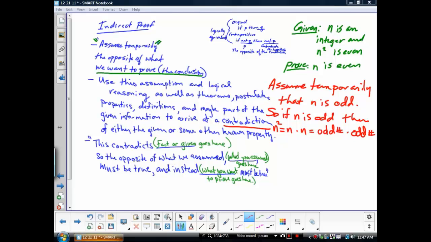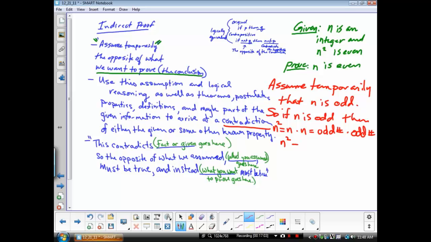If we multiply an odd number times an odd number, what will we always get? An odd number, because you already told me that. But why? How do we get an even number when we multiply? We have to have a factor of 2 in order to get an even number when we multiply. So now n squared will equal an odd number. Okay, now we have a contradiction to the given information.